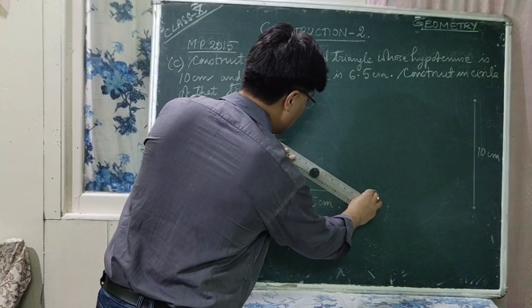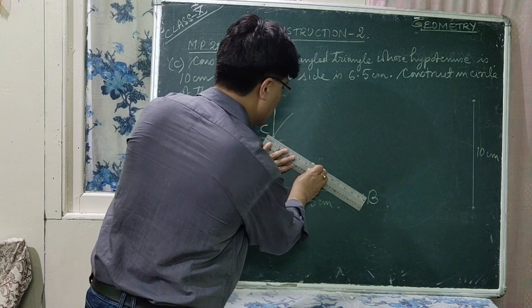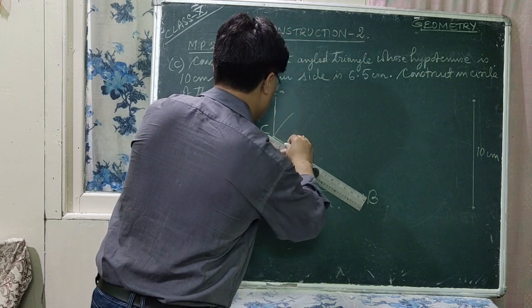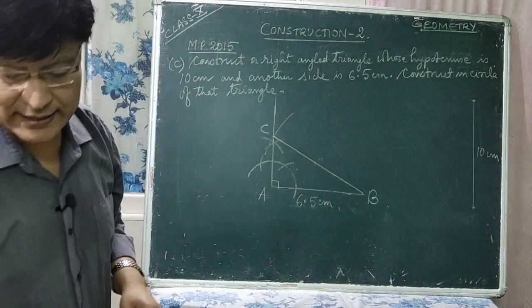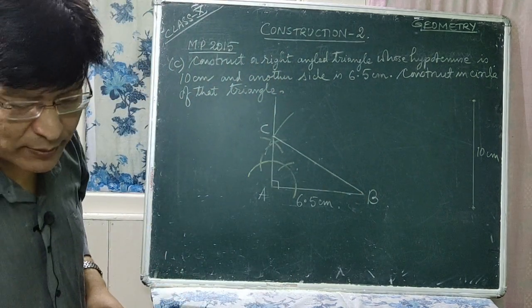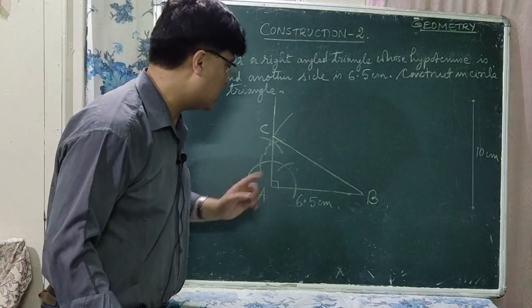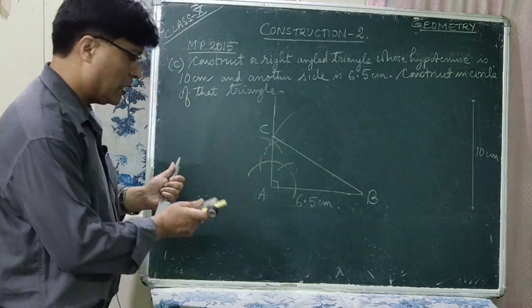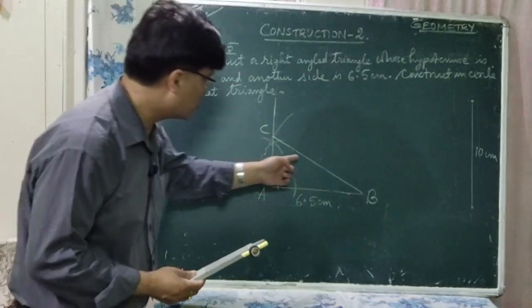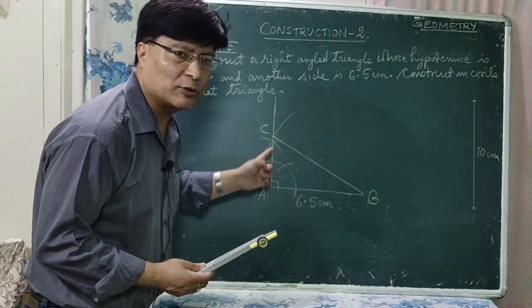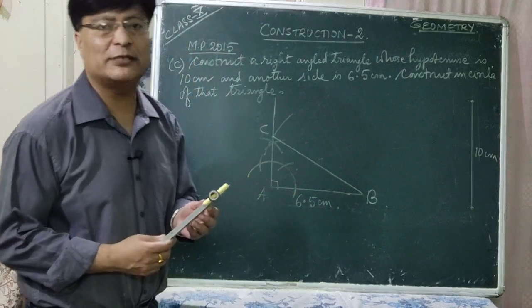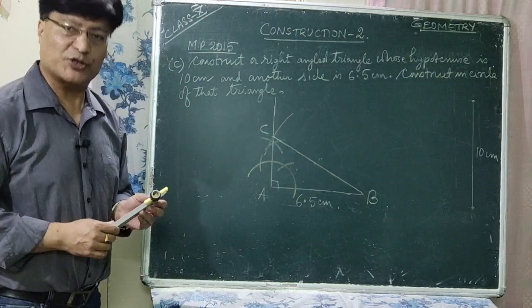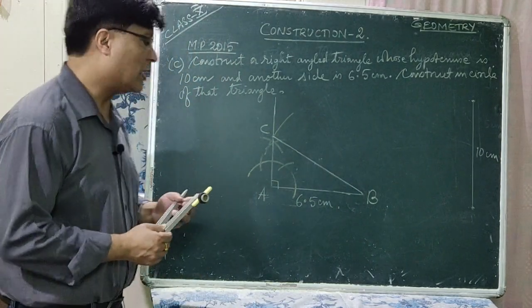So now let us join these two points BC. So this is your right angled triangle because one of the angles here is 90 degree. Now what is to be drawn? You have to draw an incircle. Incircle means inside the triangle ABC, you have to draw a circle. Okay.